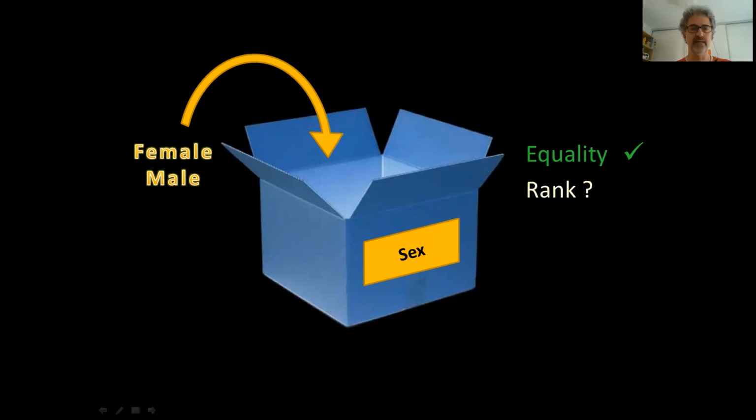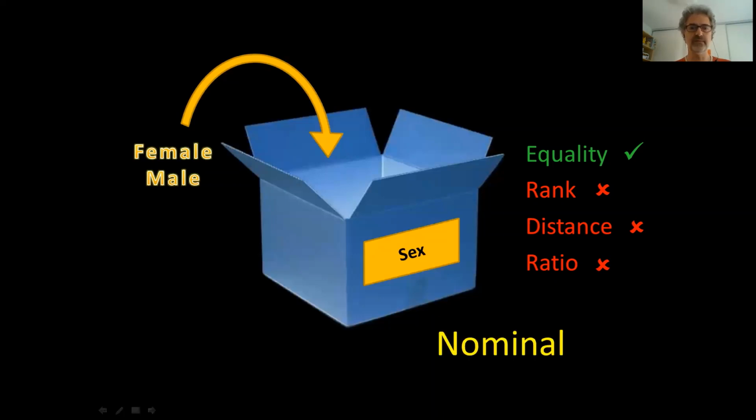What about rank? Can we say that one value is better than the other, or that is more than the other? I know some of you might have an opinion about that, but the answer is that there is no natural order in these values. They're just two different labels. So there is no rank here. There is no possibility of ranking, which also implies that there cannot be any distances or ratios. The only thing we can do with sex values is check if they're the same or different. And this is called a nominal scale of measurement.